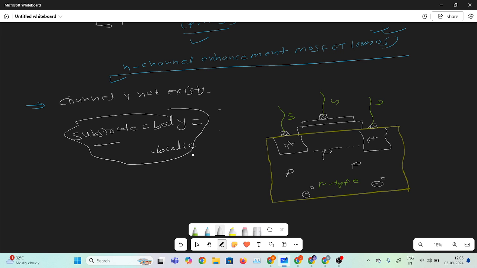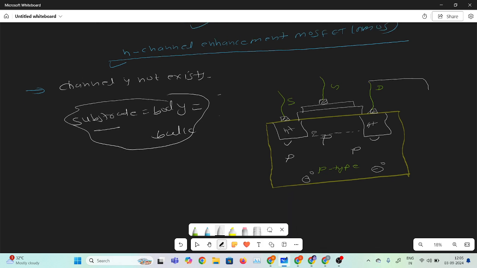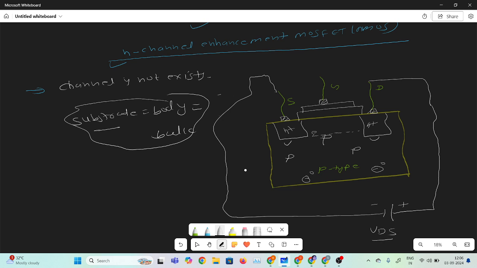Inside the p type we dope highly n plus regions. One terminal is the source and the other is the drain terminal. There is no channel; it is completely p type. You may be thinking that, as in the depletion type MOSFET, if we apply a positive voltage on the drain terminal, we need to attract electrons. But right now no channel is there, so even if we apply a positive voltage on the drain terminal, we will not get any current.